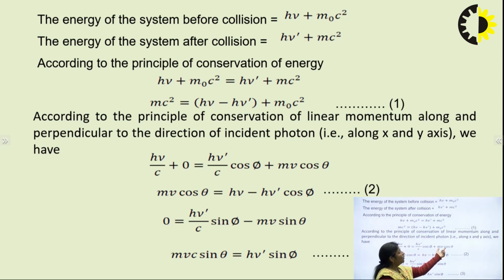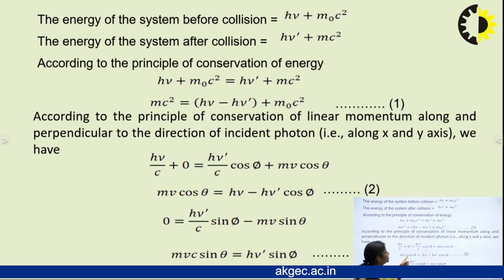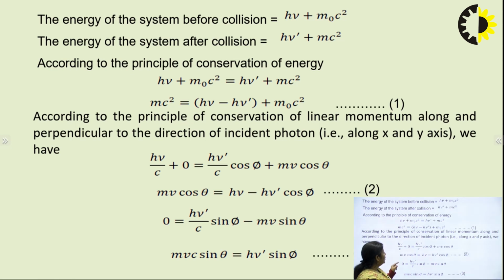Similarly, mv cos theta, so that it comes in the x direction. So now in the x direction, we have this momentum conservation, and again we can rewrite. So we will have mv cos theta is equal to h nu minus h nu dash cos phi. So this will be our equation 2. We will now go for the momentum conservation along the y axis.